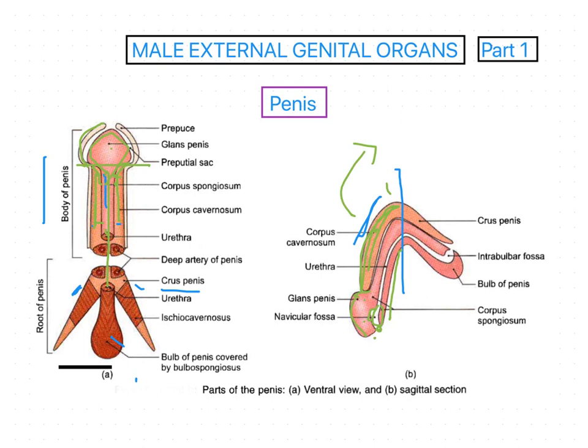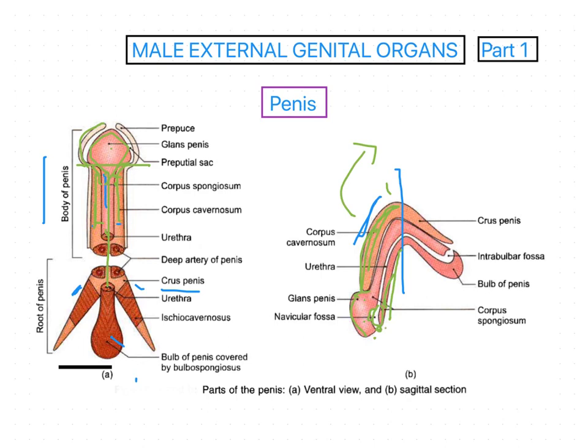The inner layer of the prepuce is continuous with the skin covering the glans at the neck of the penis, and a triangular median sagittal fold called the frenulum stretches between the inner layer of the prepuce and the under surface of the glans. So at this part, you can see at the under surface, you can find this fold. Okay.